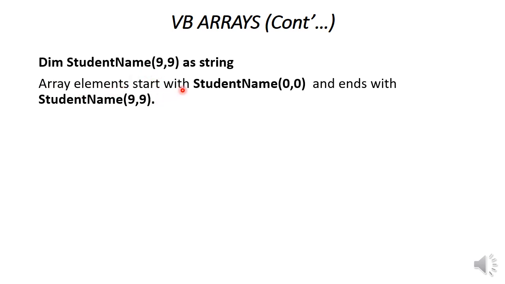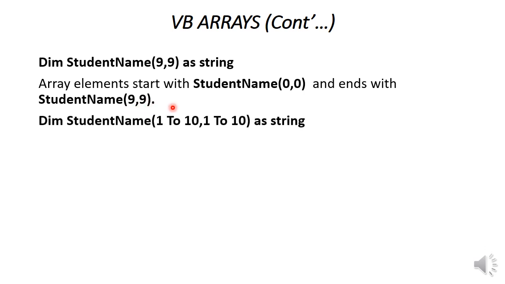So array elements start with student name 00. We start with index 0 for rows and index 0 for columns, and the last array memory location will be student name 9, 9. Or we can also declare this array starting at any other index we want. For example, here we have started from 1 to 10. Here we have 10 elements, and also here we have 10 elements. So the second array declaration is the same as the first array declaration.